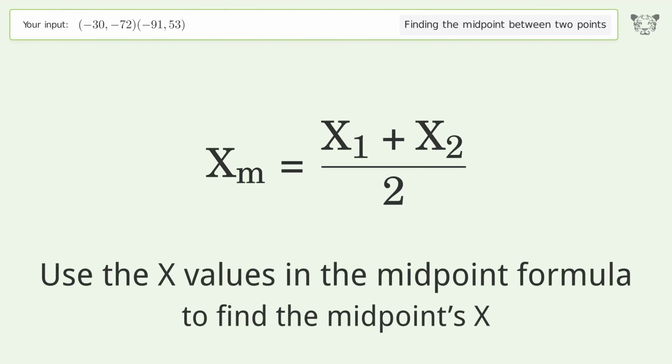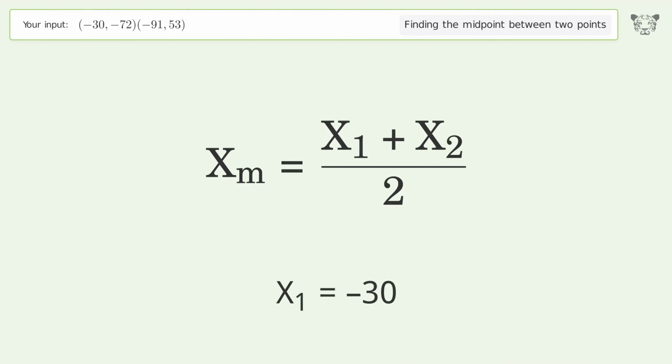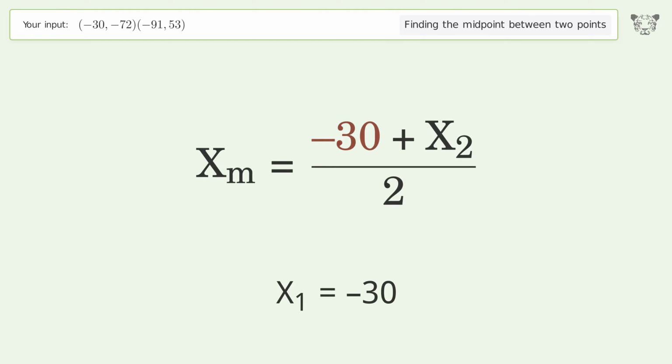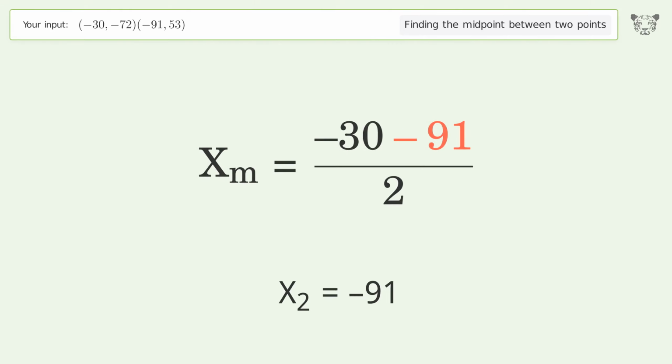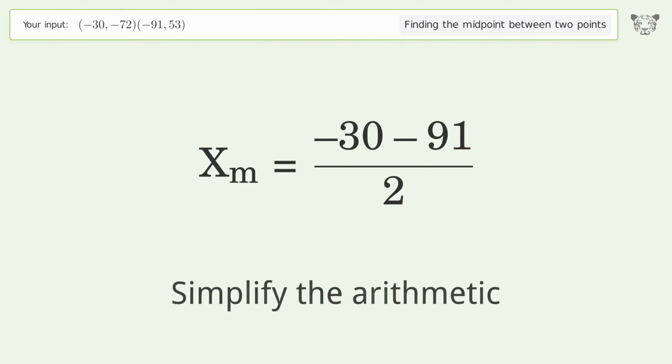Use the x values in the midpoint formula to find the midpoint's x. x1 equals -30. x2 equals -91. Simplify the arithmetic.